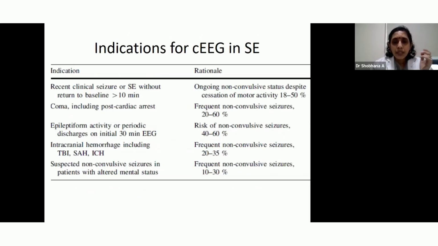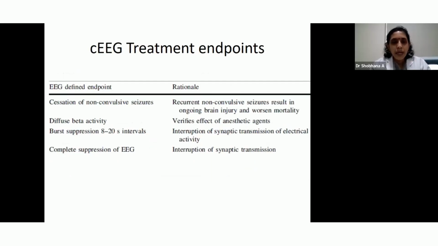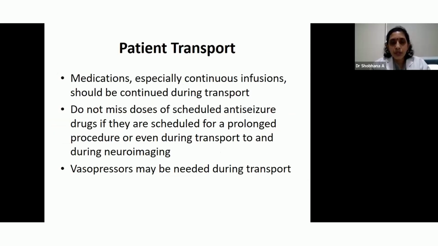Now, when do you want a continuous EEG? In status epilepticus, where they don't return to baseline for more than 10 minutes, or in case of post cardiac arrest patients, or there are continuous discharges, or the patient has a bad traumatic brain injury or subarachnoid hemorrhage, then most often we ask for it, but then it is expensive, right? And when will you stop? When there is no seizure activity, and the burst suppression at about 8 to 20 seconds interval is what we aim for. That is when you stop the continuous monitoring.